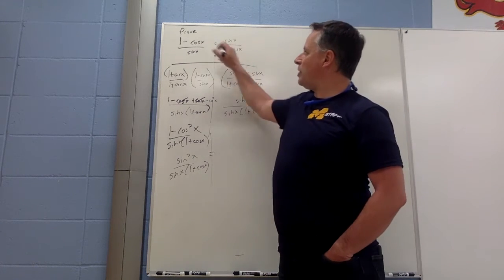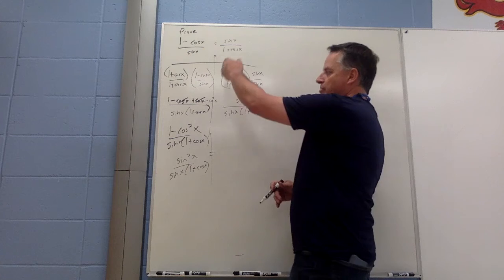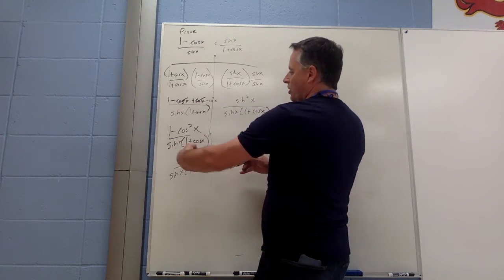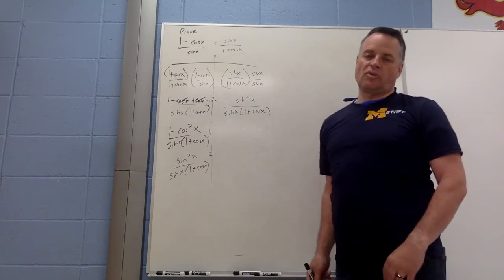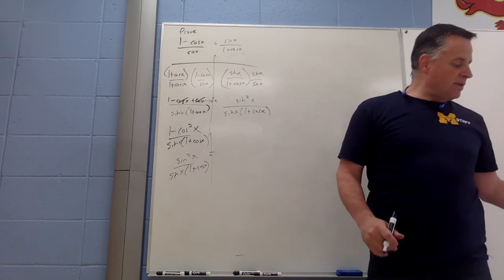I can't just multiply things across. I can't cross multiply here to prove an identity. I have to keep each side separate, working at getting a common denominator to show that they're actually the same thing.